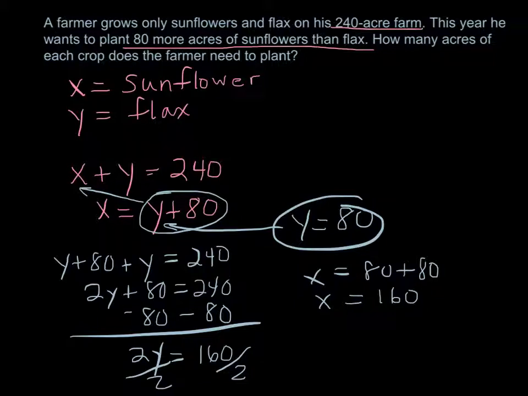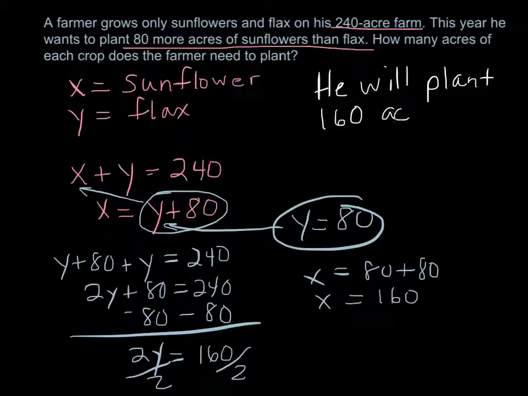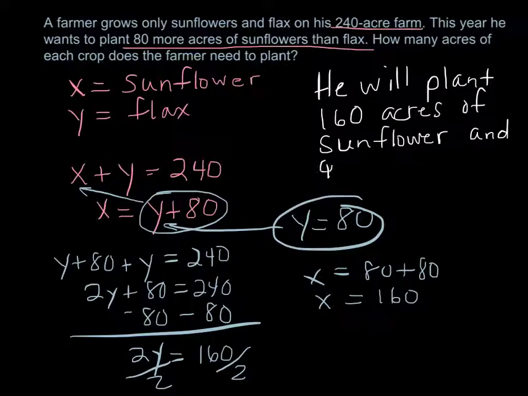So let's check. Well, I'm going to write my sentence first. Here's my sentence. He will grow, or he will plant, I guess, 160 acres of sunflower and 80 acres of flax.